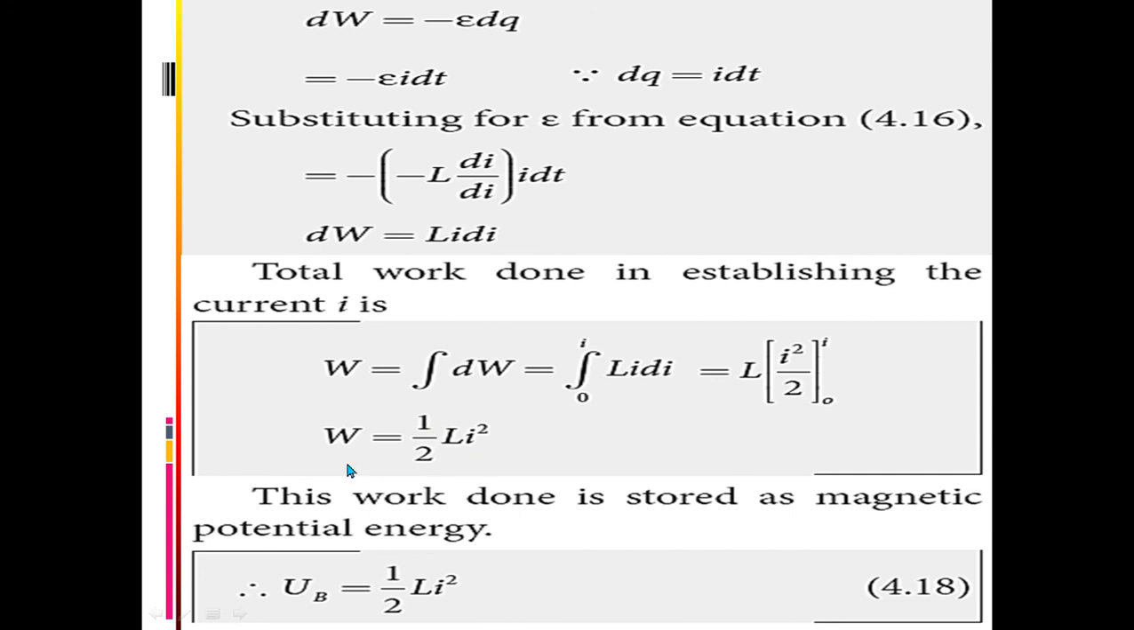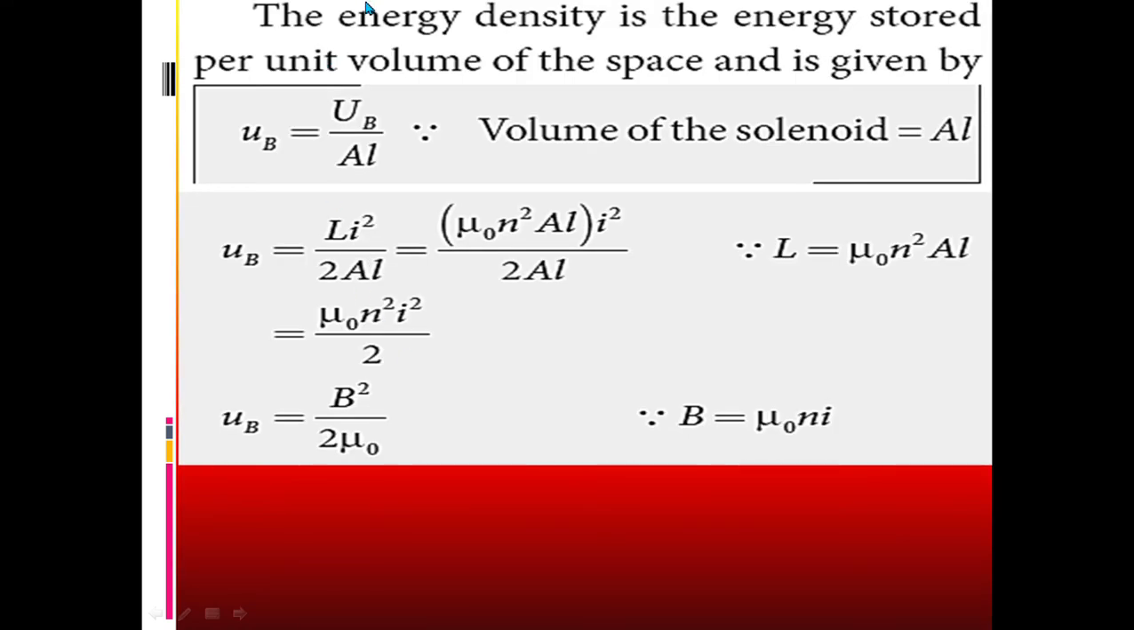This is a very important formula. This is the energy formula, the work done formula. This work done is stored as magnetic potential energy. So U_B is the magnetic potential energy; the symbol of potential energy is nothing but U_B. U_B is equal to 1 by 2 L I square. So the energy density is the energy stored per unit volume. This is a very very important sentence. Please note it down. What is meant by energy density?